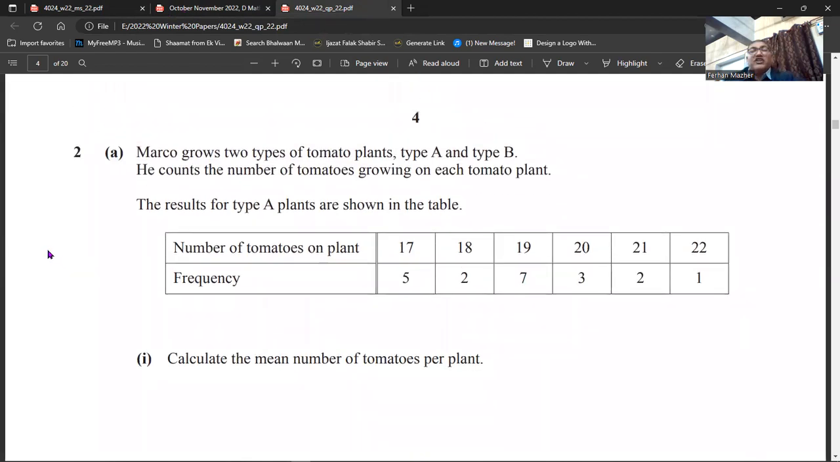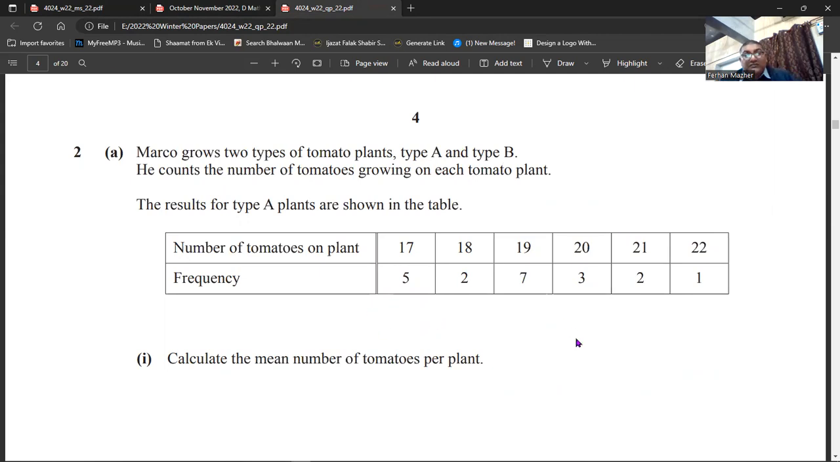Now we are on question number 2, part A. Marco grows 2 types of tomato plants, type A and type B. He counts the number of tomatoes growing on each tomato plant. The results of type A plants are shown in the table. Okay, so 17 tomatoes on a plant, there are 5 such plants. 18 tomatoes on a plant, there are 2 such plants. 19, and there are 7 such plants. 20 tomatoes per plant, and there are 3 such plants. 21 tomatoes on a plant, and there are 2 such plants. And 22 tomatoes on a plant, there is only 1 plant of this type.